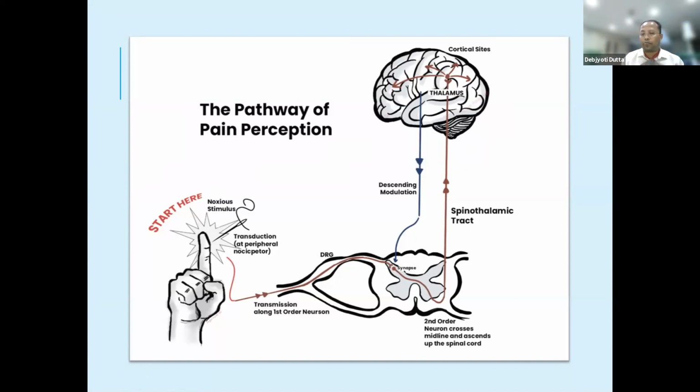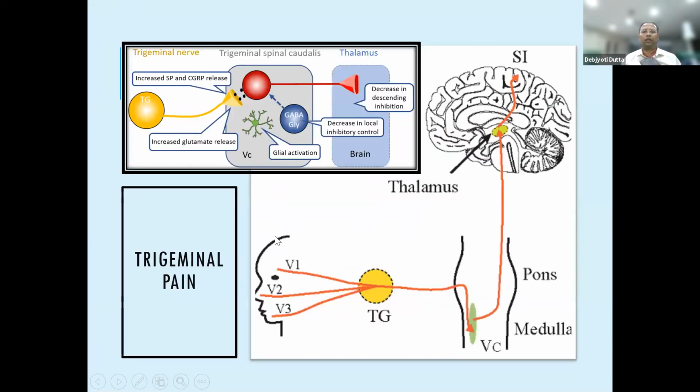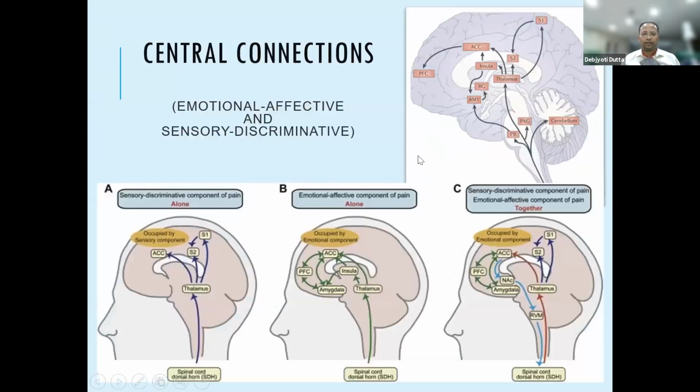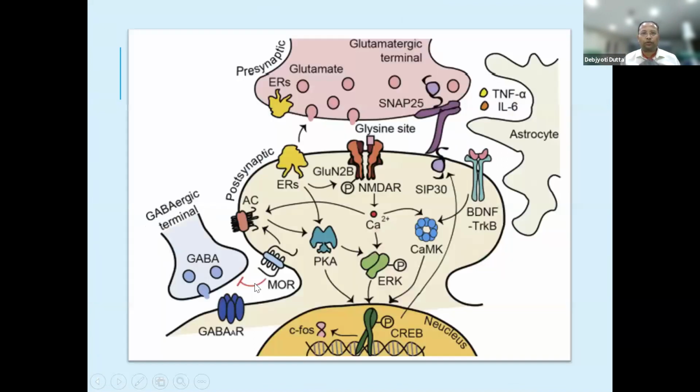For any peripheral pain, the spinothalamic tract is in action. And if we talk about trigeminal pain or facial pain, it is the same thing: the trigeminal nerve, with A delta and C fibers, carries the pain, and ultimately we perceive the pain at our brain. Now there are some central connections. Let me show you this one first.